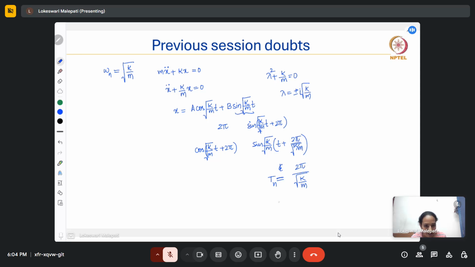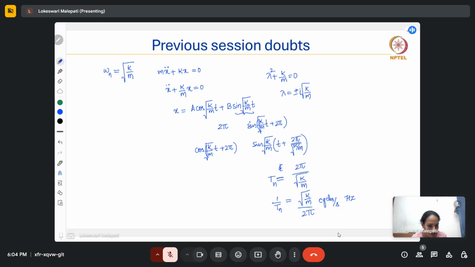Since we know the time period, what will be the frequency? Frequency is nothing but 1 by Tn. That is the cyclic frequency. 1 by Tn will be square root of k by m divided by 2 pi. This is in cycles per second, or hertz. And one cycle, we just want to convert this into radians per second to get the angular frequency.